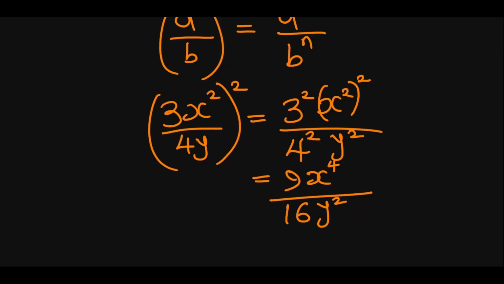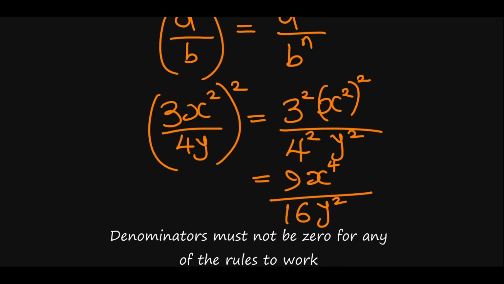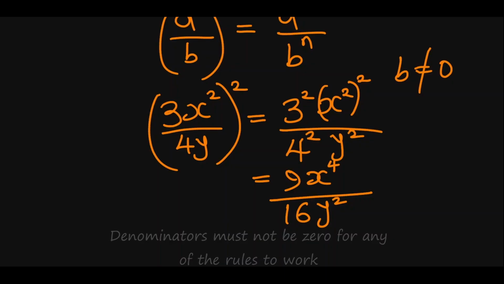Now note that for this particular law that has to do with division, and even the second law, any of the laws that have to do with division, the denominator or the number that is dividing must not be 0, because we know that anything divided by 0 is undefined. So provided that number that is the denominator is not 0, that is in this case b must not be equal to 0, then the law stands. But if b is equal to 0, then the law will not stand because anything divided by 0 is undefined.